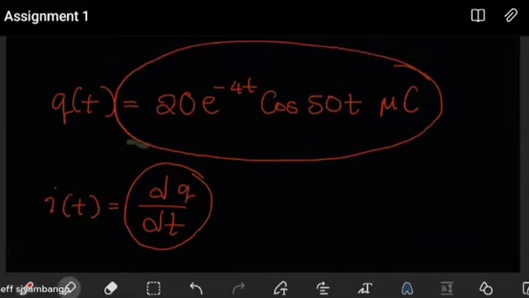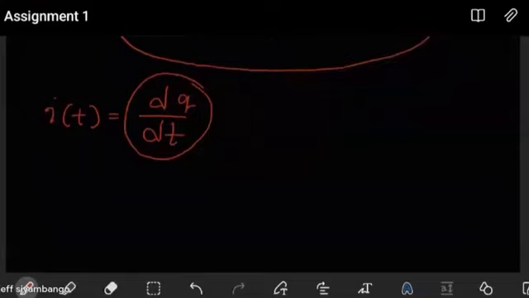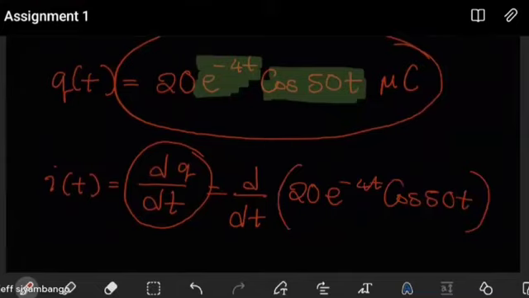So this now requires you to remember how to perform derivatives. So here we have two parts. We have this part and we have this part. So to differentiate this, we can use product rule. So we want to get the derivative with respect to time of 20 e to the minus 4t, and then we have cos 50t. So this is what we want to differentiate.